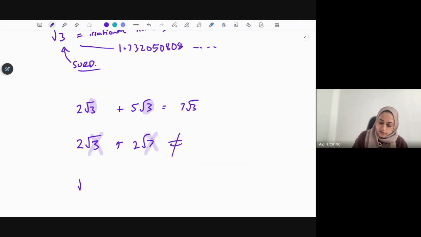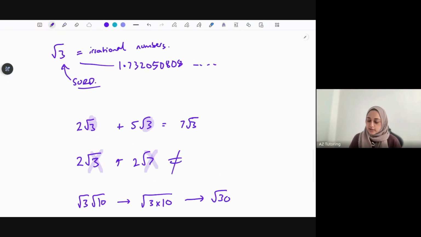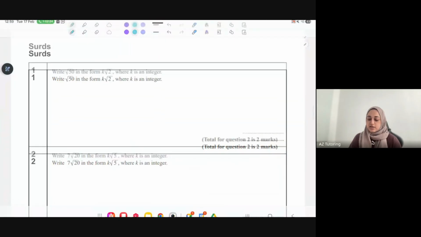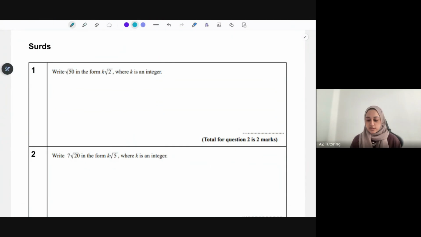Another rule that you need to know, if I had like root 3 times root 10, I can simplify that all under one surd. So 3 times 10 like that, which is 30, root 30, which again is a surd. And you can simplify them surds as well. So let's have a look at some exam questions and what they can ask you about surds. That's the background of what surds are.